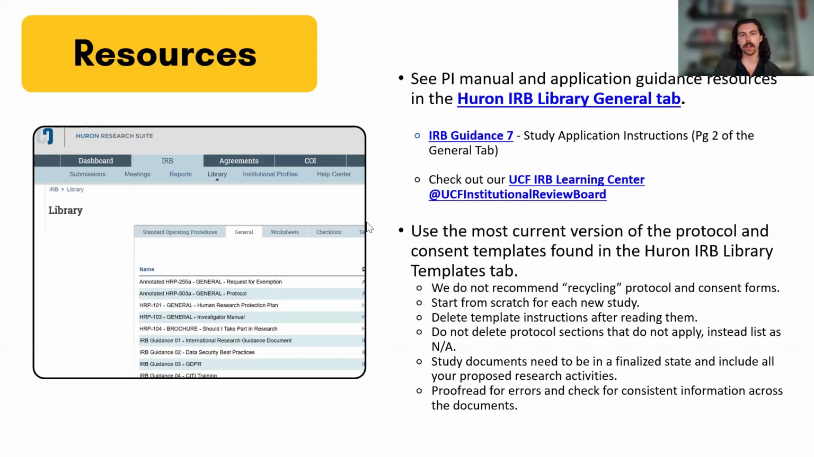But this actually lists all of our guidance information. It lists all our templates, and these are documents that you should definitely be familiar with as you're completing an IRB application. One to definitely make note of is the IRB Guidance 7. These are our study application instructions. Basically, this is a document that's going to tell you in written format what I'm telling you right now. So it's a great thing to reference.